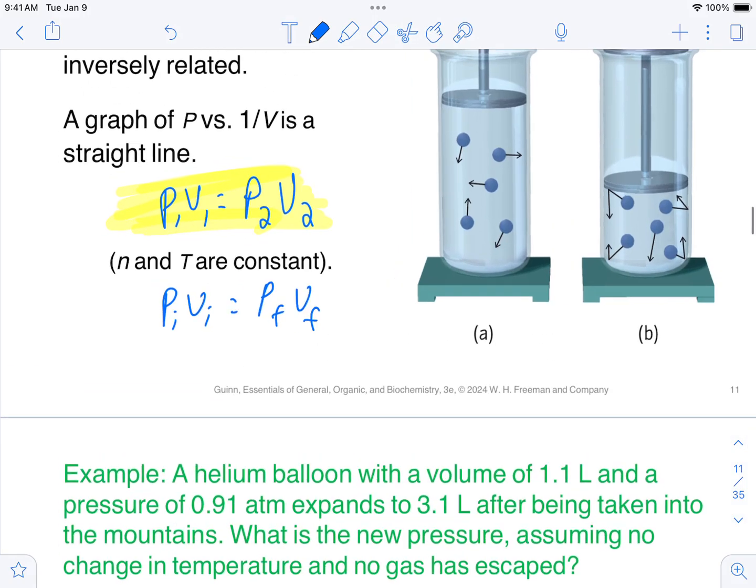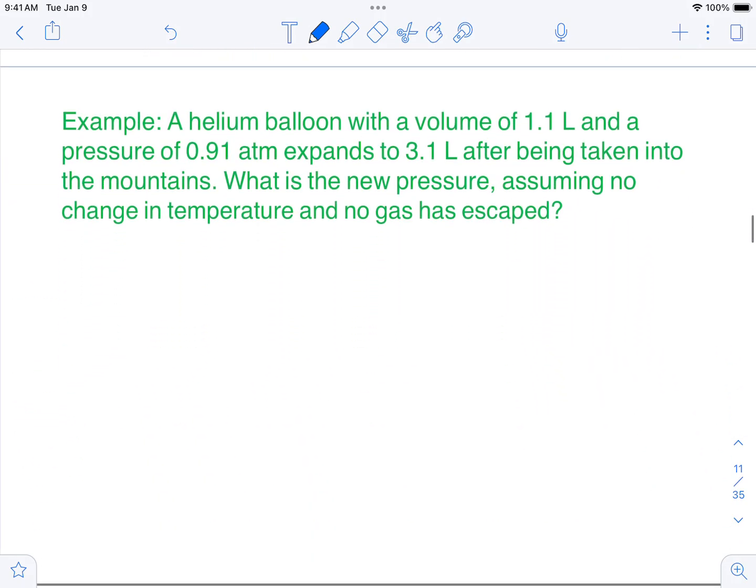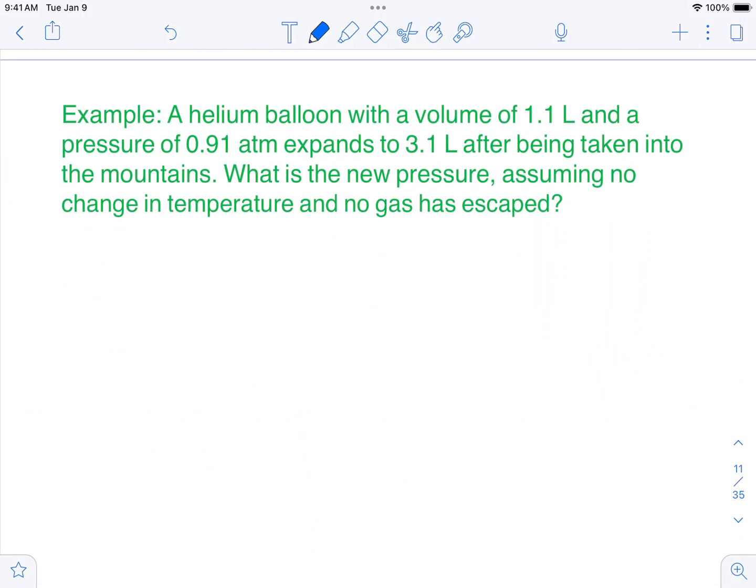What we're doing with these formulas, we will be given 3 of the 4 variables. Notice we have 4 unknowns here. So we'll be given 3, and we're just going to plug them in and solve for the 4th one using algebra. So the first example here says a helium balloon with a volume of 1.1 liters and a pressure of 0.91 atmospheres expands to 3.1 liters after being taken into the mountains. What is the new pressure, assuming no change in temperature and no gas has escaped?